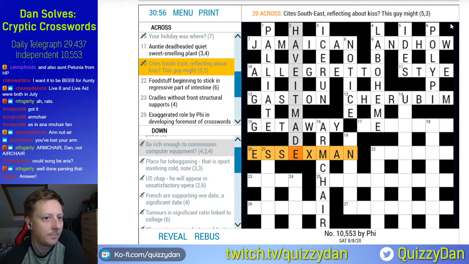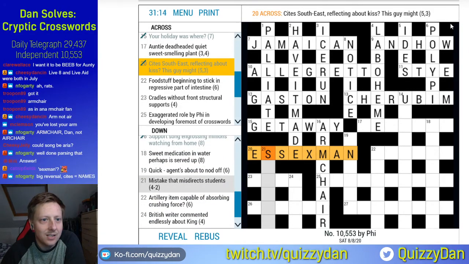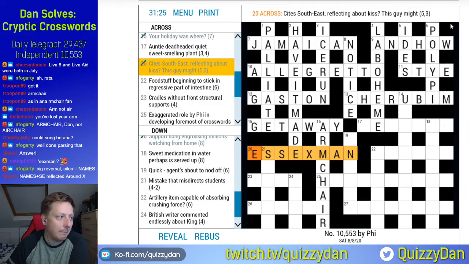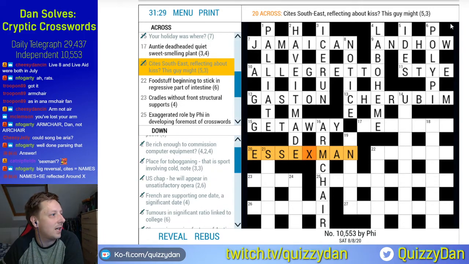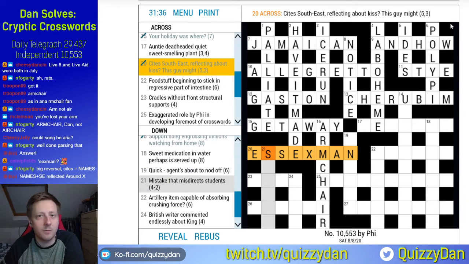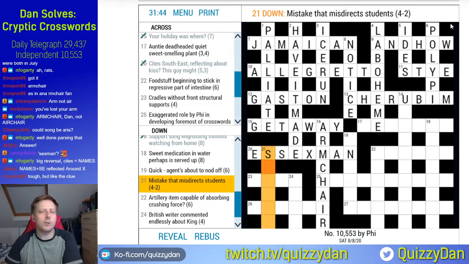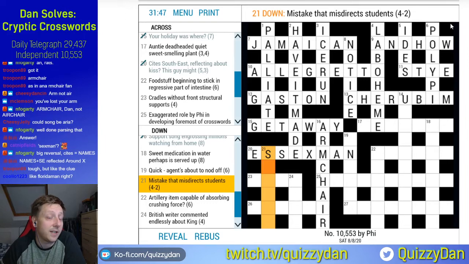So, if you cite southeast reflecting about kiss is X. I can't get the parsing on this. Kiss is X and southeast is SE, but it might be reflected. So, oh wow, okay, big reversal. If you cite, you name NAMES and then southeast, so that's all reversed, and it's about kiss, which is your X. And it gives you Essex man, which is a term for both someone from Essex, but also the stereotype is not a particularly intelligent person, and a Lothario. Or at least I've probably entirely misinterpreted the meaning of Essex man.